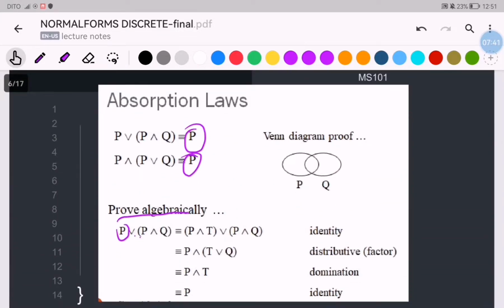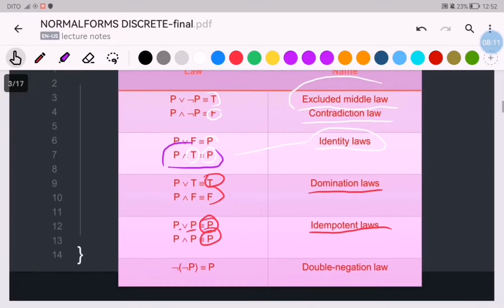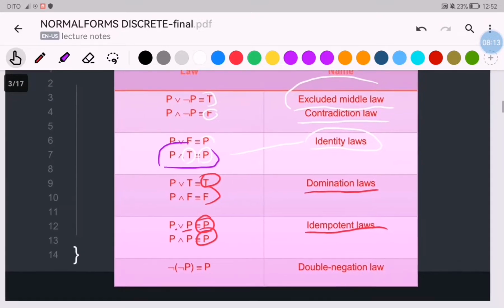Then you distribute. Since they both have P, you simplify using the distributive law. You distribute it from both sides: P conjunction T, disjunction Q. Then the domination law. Sorry, the domination law.